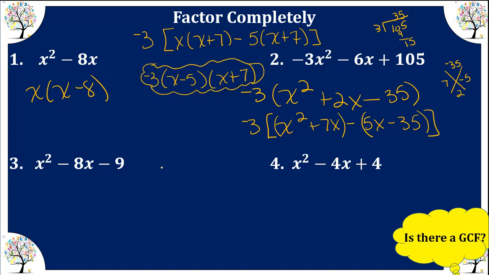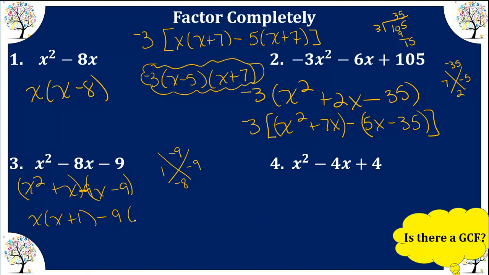Okay, number 3, my graphic organizer. I have -9, I have -8. I'm going to use 1 and -9. I'm going to rewrite this, x squared plus x minus 9x minus 9. I'm going to group. This is a minus here. Don't let that get lost. So I have x minus 9 times x plus 1.